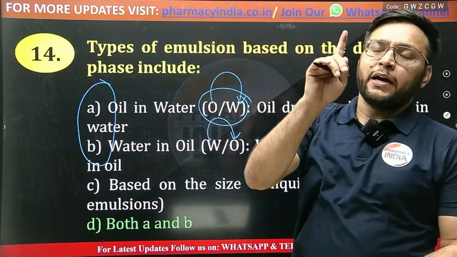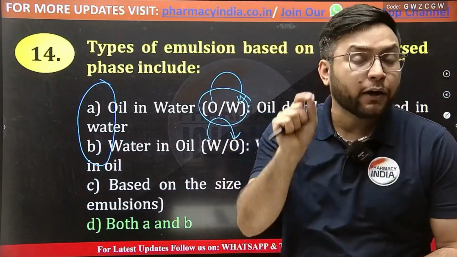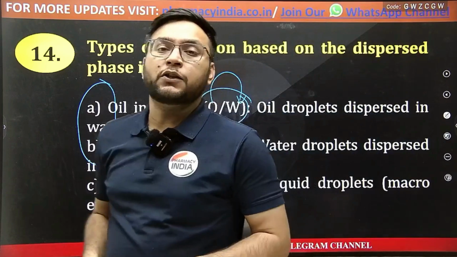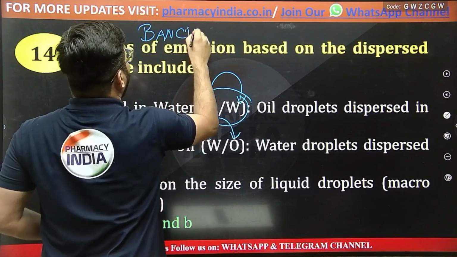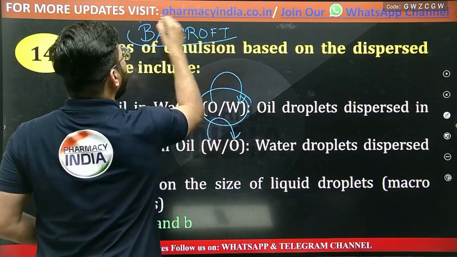And let me clear this point also. Please go through mainly one rule, that is Bancroft rule. The question may be asked from this point, Bancroft rule.